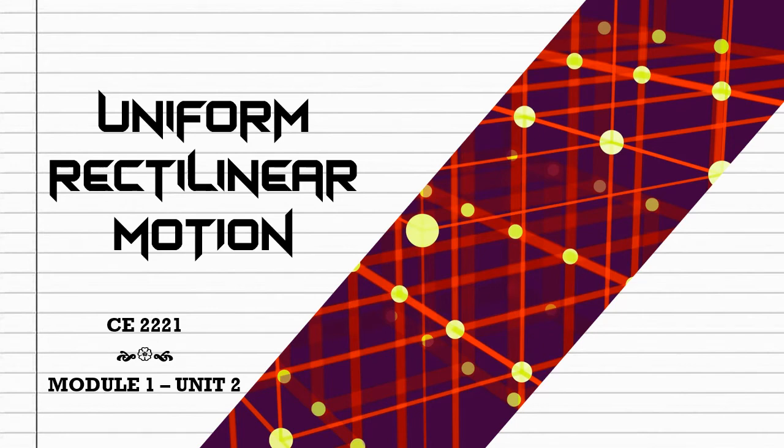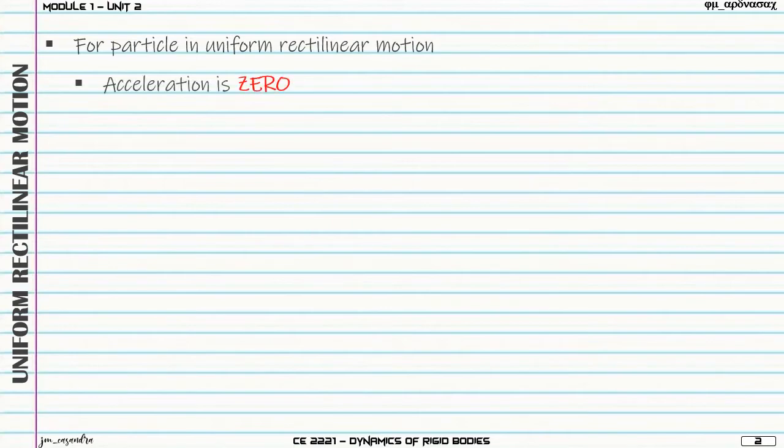Today we're going to discuss Module 1, Unit 2 of CE 2221, which is the uniform rectilinear motion. So for any particle moving in uniform rectilinear motion, take note that the acceleration will always be equal to 0 and the velocity will always be constant.